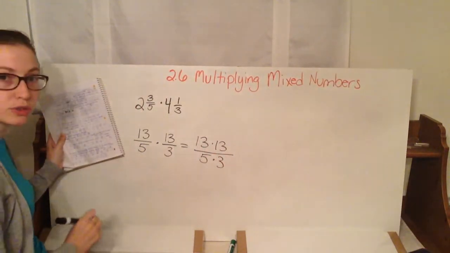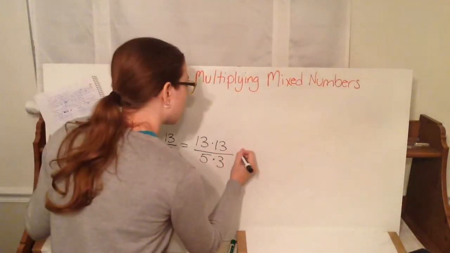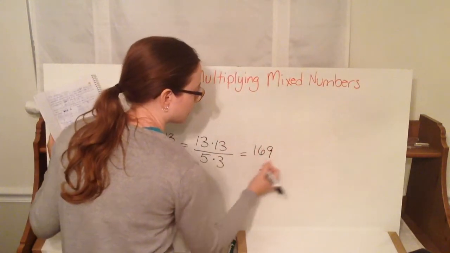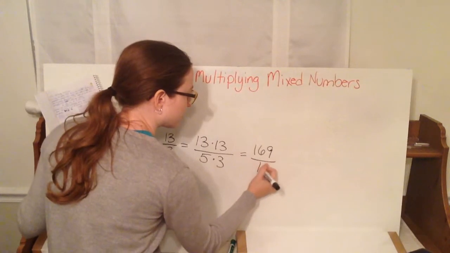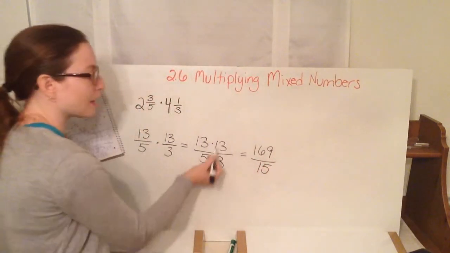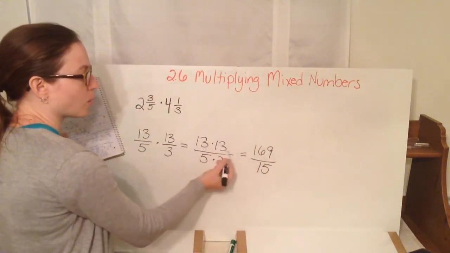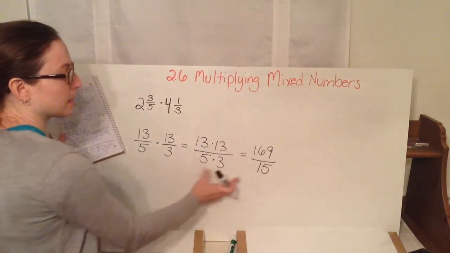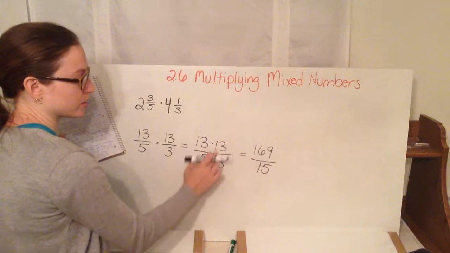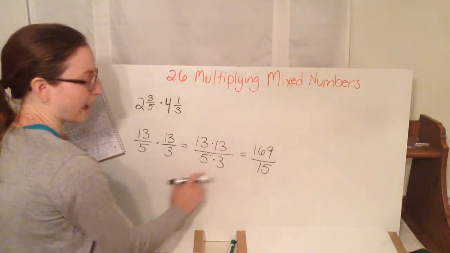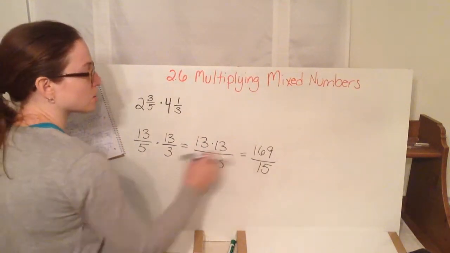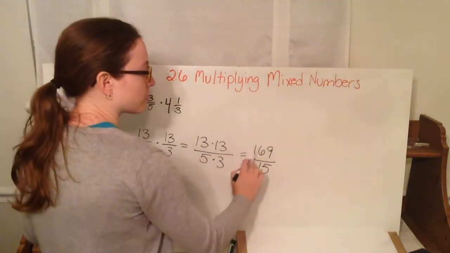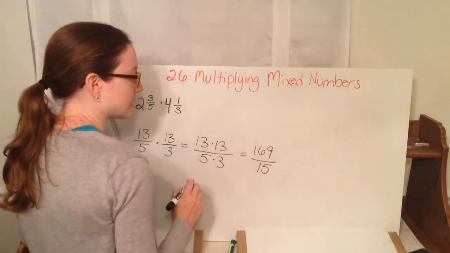Nothing here can reduce, so I just multiply. 13 times 13 is 169. 5 times 3 is 15. If nothing could reduce here, we don't need to worry about reducing at the very end, because what we would try to do is find pieces that are the same, and we don't have any pieces that are the same. So our final answer in improper fraction form is 169 over 15.